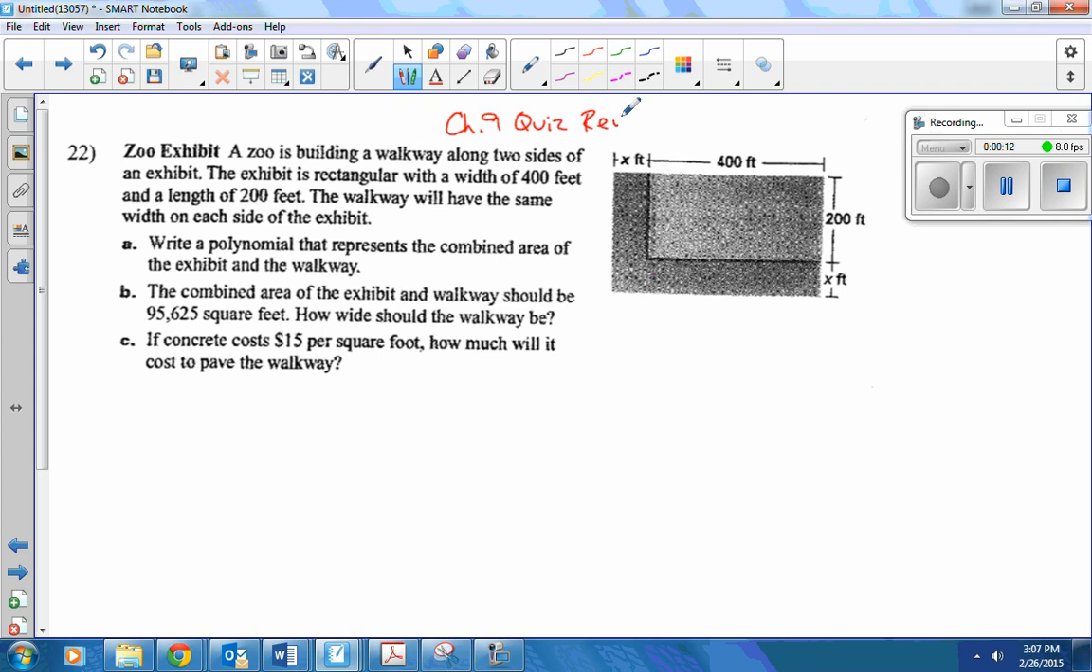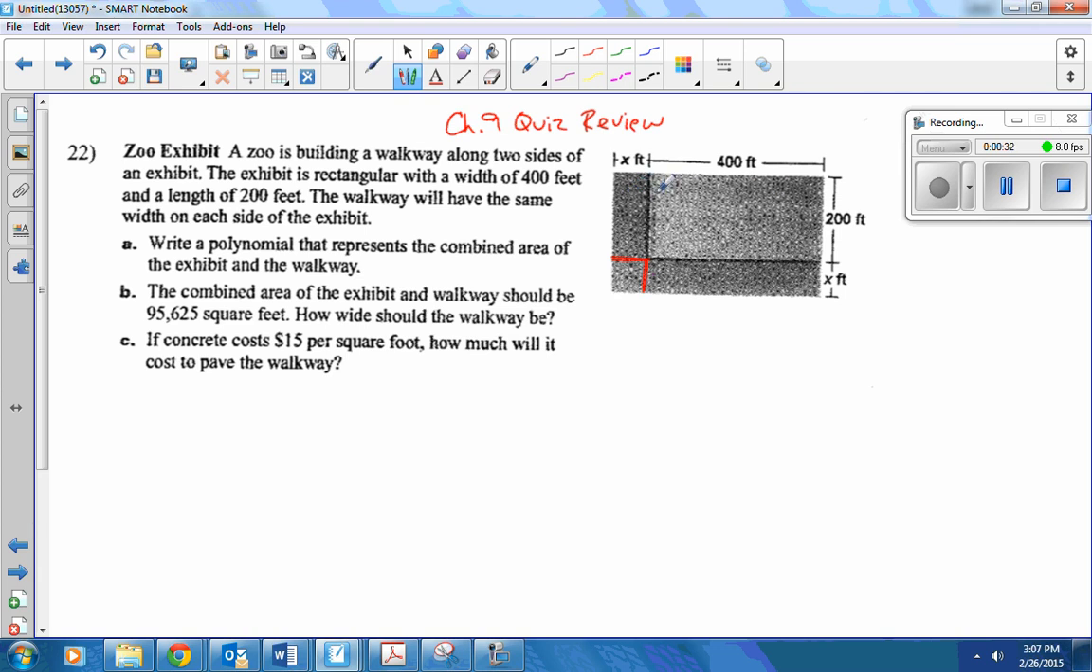I'm here working on your Chapter 9 quiz review. This is for Chapter 9 talking about factoring, and we're trying to apply our knowledge to these areas of rectangles that have some unknowns in them. So you'll see me drawing here on the picture. I think you'll be able to tell what I'm doing pretty quickly.